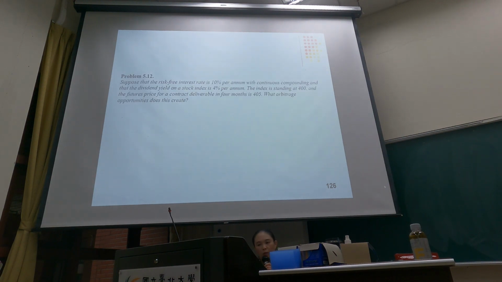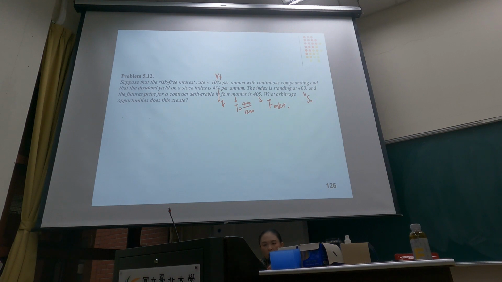Take a look at this question. Suppose that the risk-free rate is 10%, that's the r, or rf, with continuous compounding, and the dividend yield is 4%, that's the q. The index is standing at 400, that's the S0. And here it gives you the market value for 4 months, that's T equals 4 months over 12 months, and that's the F market. The question asks us whether or not there is an arbitrage opportunity.